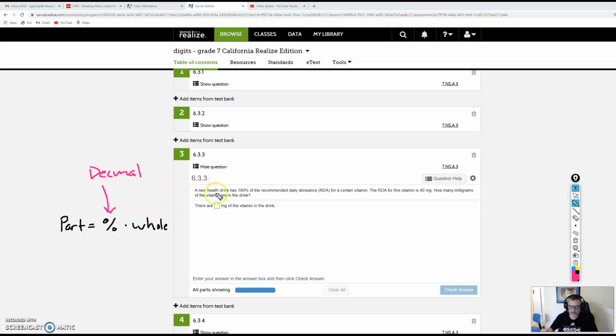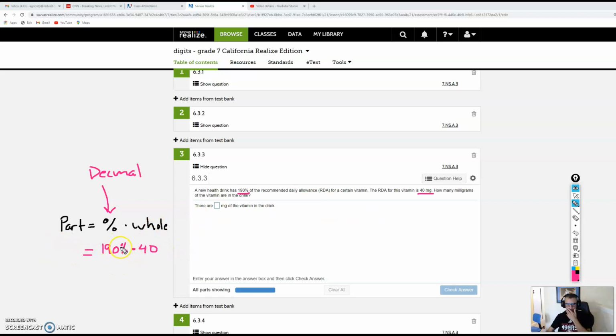So let's see what we have here. We know the percent, so we're going to plug that in here. The recommended daily allowance for this vitamin is 40 milligrams. So that's the whole, right? That's the whole. We need to find the part. We know what 190% of, multiplication means of, 40 is, right? And that will tell us the part that we're missing.